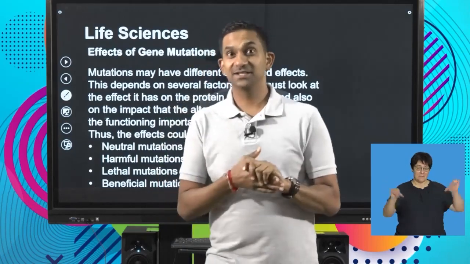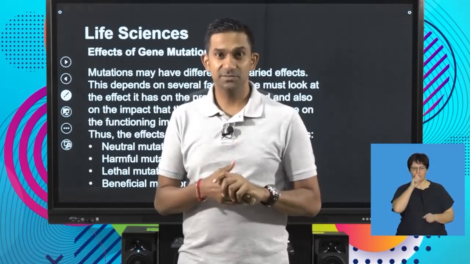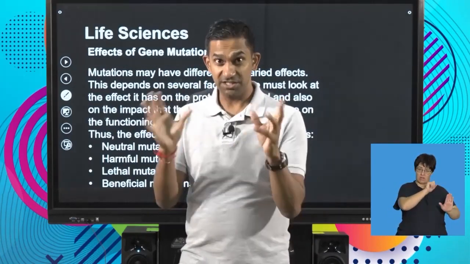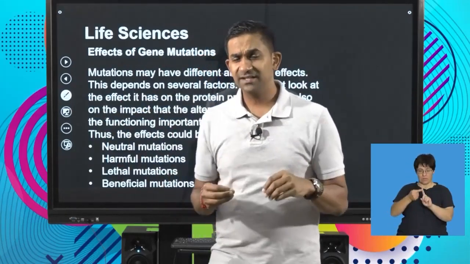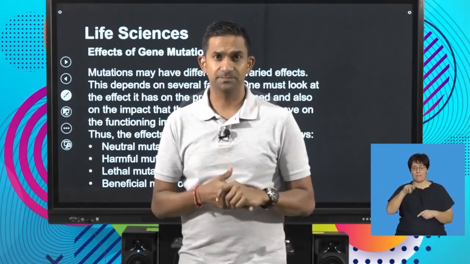Welcome back, life science learners, to our final segment for today. We've looked at types of mutations, we've looked at chromosomal mutations, we've looked at gene mutations. In gene mutations, we've looked at point and frameshift. Now we're going to try and understand what effect these mutations have on the amino acid sequence.